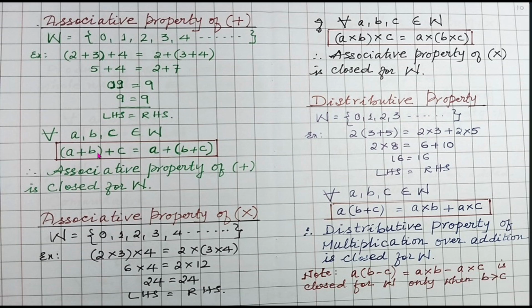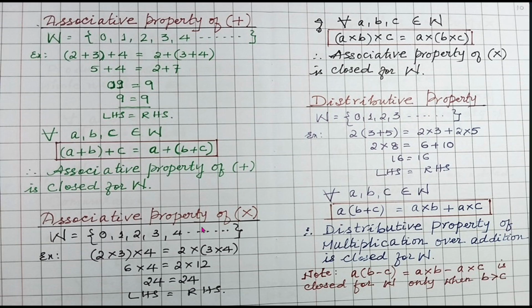That means the order of the grouping of numbers and adding in any order. That means A plus B plus C: B is added to A and then added to C. Here B plus C is added first, then added to A, we get the same answer. And to explain this in whole numbers, if you take 2 and 3 and 4 as whole numbers, 2 plus 3 gives us 5, and when we add to 4 we get 9. 3 plus 4 gives us 7, when we add to 2 we get 9. LHS is equal to RHS, and therefore the associative property of addition is closed for a set of whole numbers.